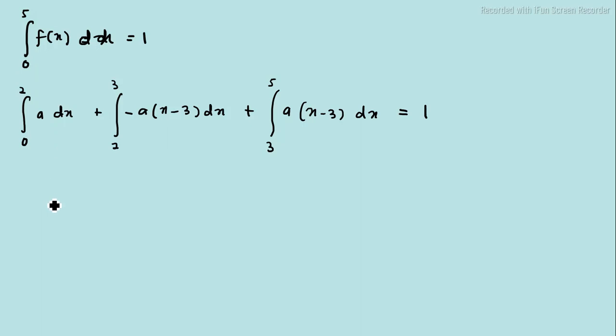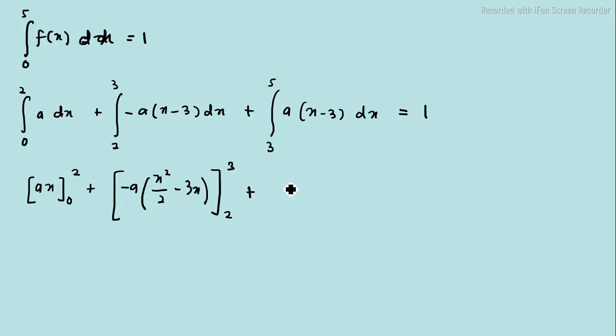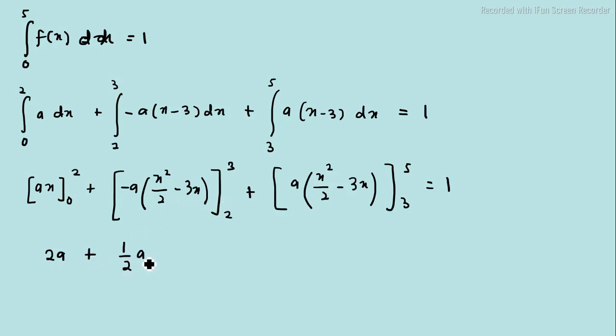Now integrate A. A is a constant. So integrate A, you will get Ax from 0 to 2, plus negative A, x squared over 2 minus 3x from 2 to 3, plus A, x squared over 2 minus 3x from 3 to 5, equals to 1. Dekat sini, kalau kamu selesaikan, kamu akan dapat 2A. Dekat sini, kamu akan dapat 1/2 A. Dekat sini, kamu selesaikan, kamu akan dapat 2A.